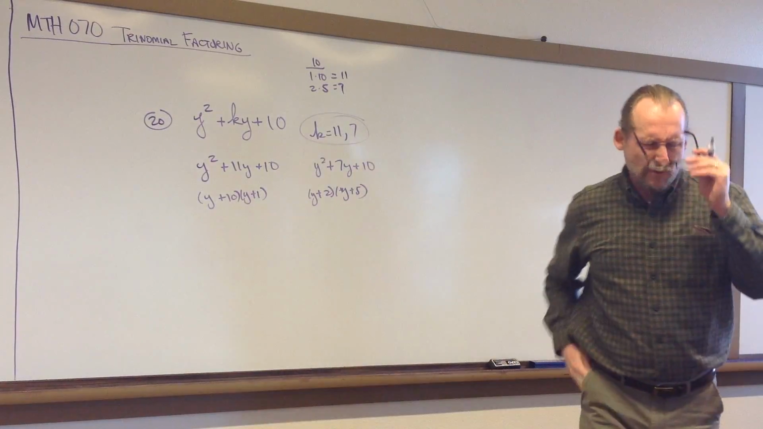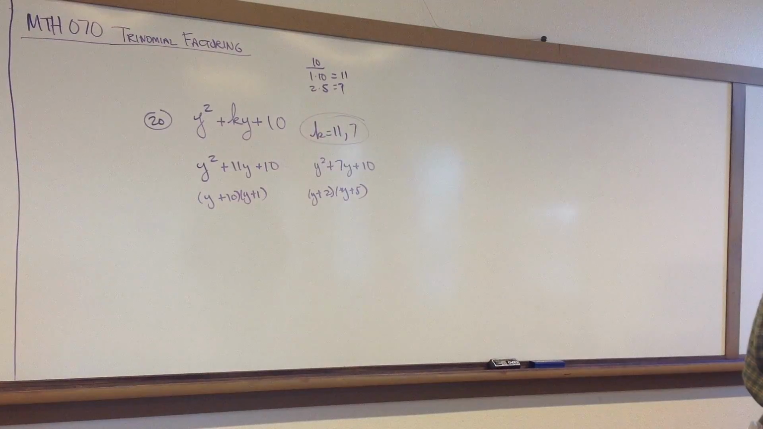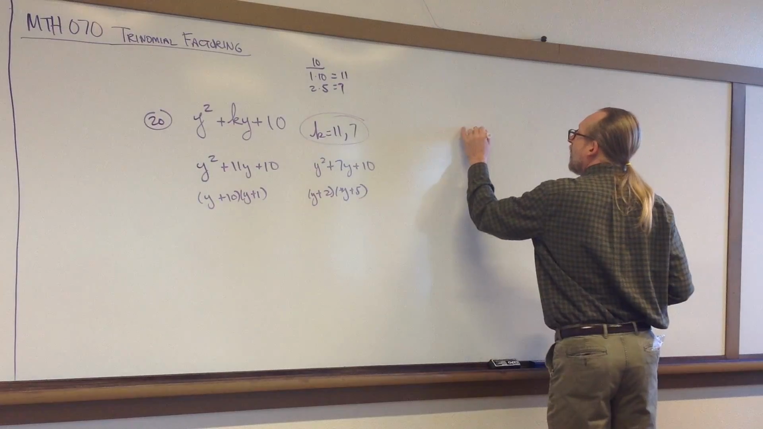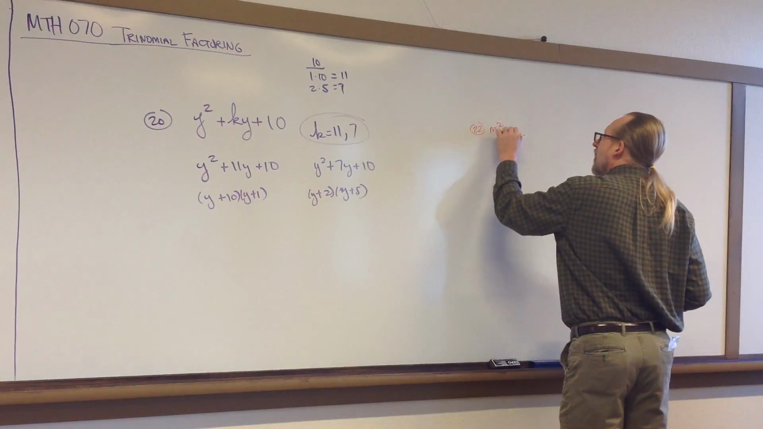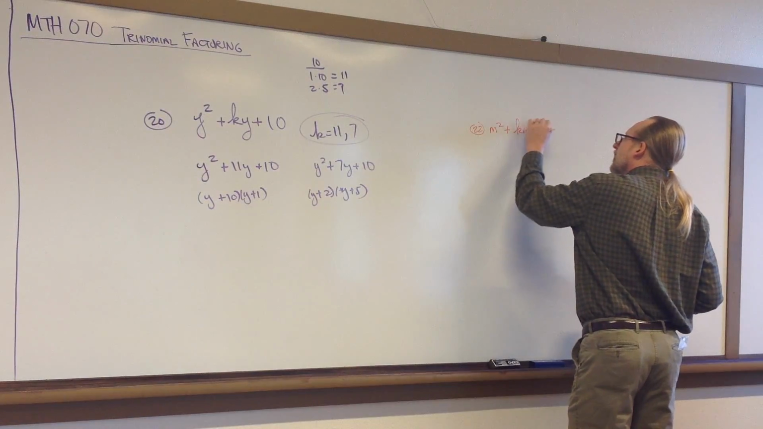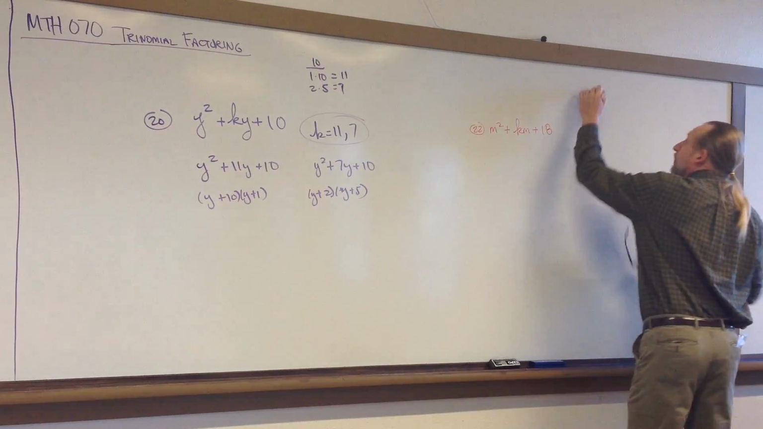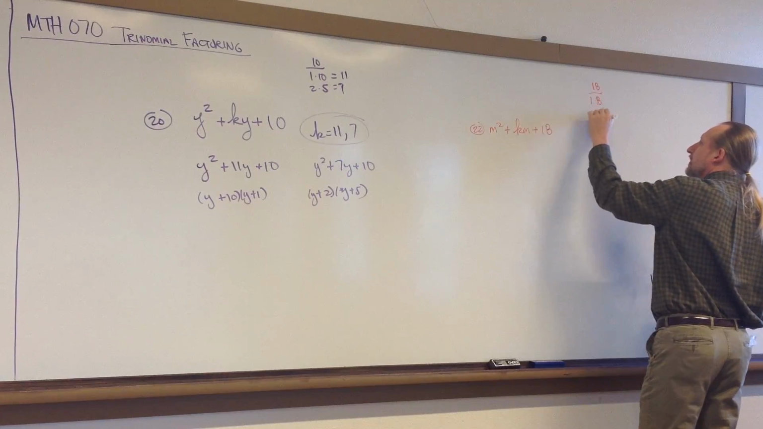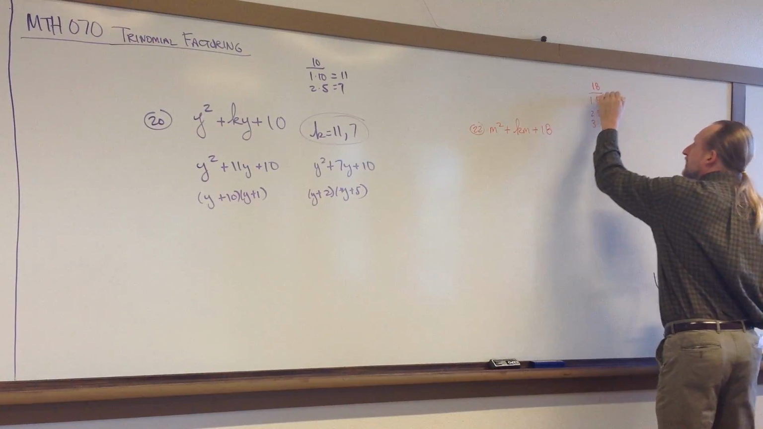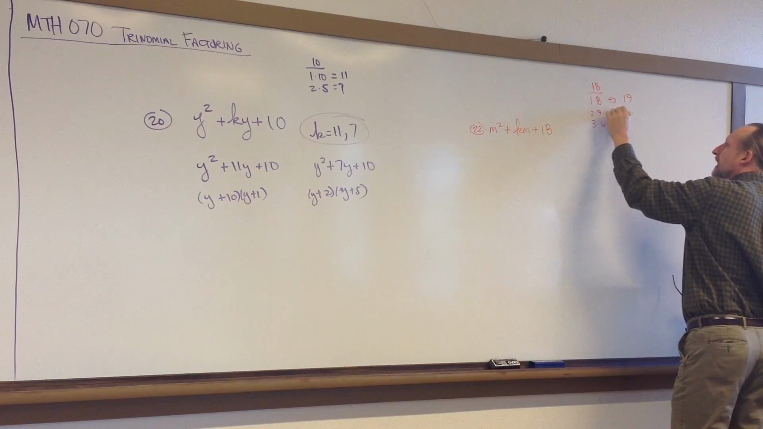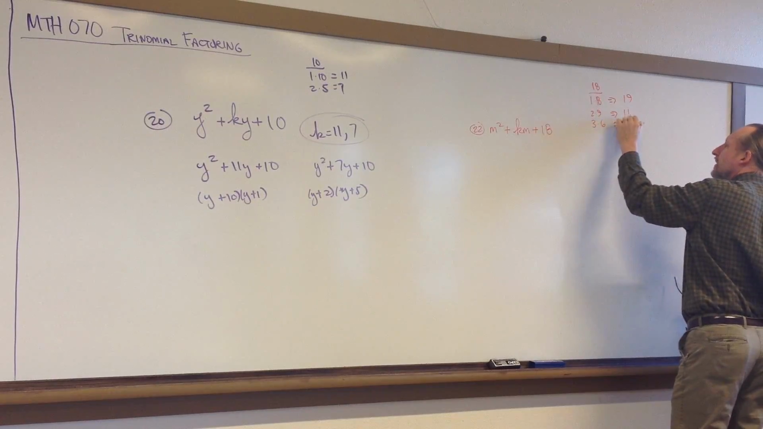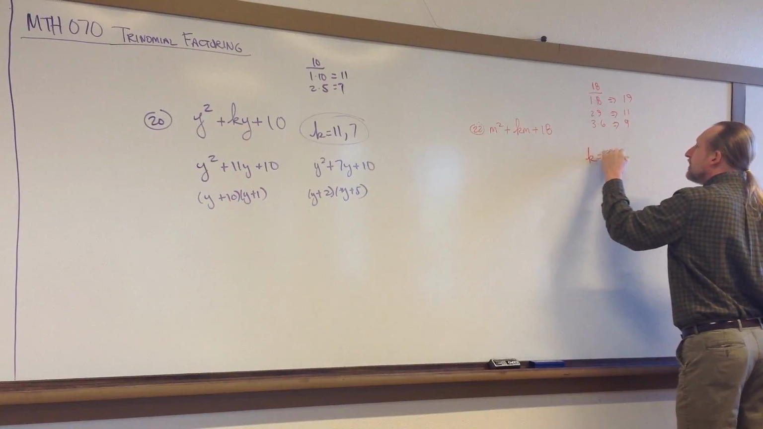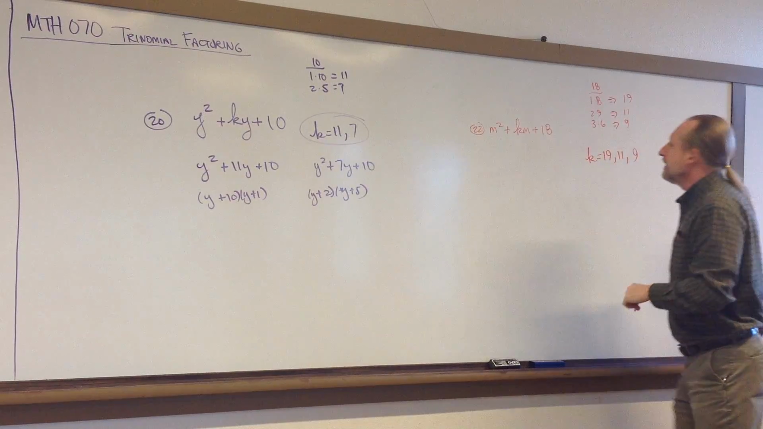All right, let's look at another one here. Problem 22, m squared plus km plus 18. So what we want to do is look at the factors of 18. 1 times 18, 2 times 9, and 3 times 6. So this would be 19, this would be 11, and this would be 9. So those are the possible values for k. K could be 19, 11, or 9.